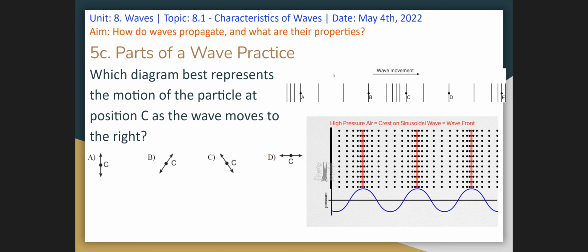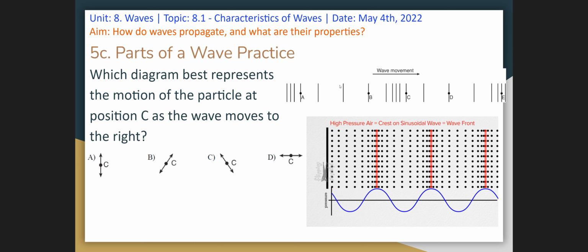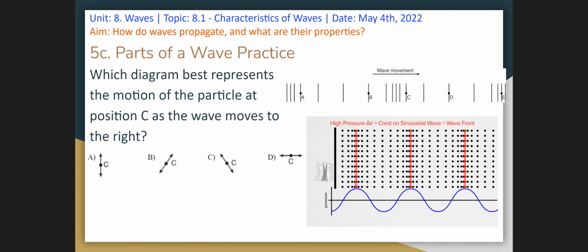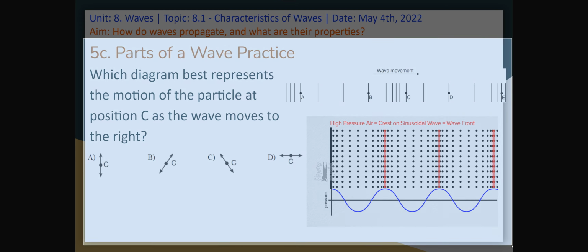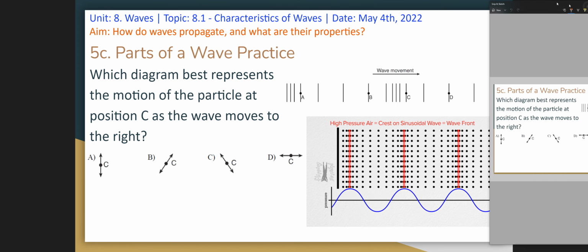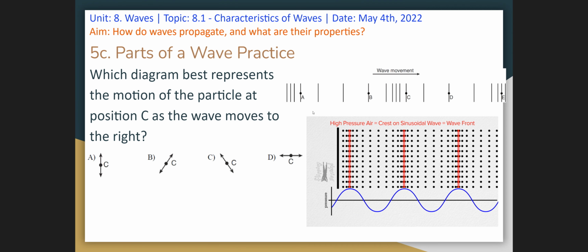All right. So which diagram best represents the motion of the particle at position C? Again, this is a longitudinal wave, right? And longitudinal waves vibrate parallel to the direction of motion. If your wave is moving to the right, as indicated over here, wave movement, then your particles are going to vibrate parallel to the direction of motion. So the answer here is D.